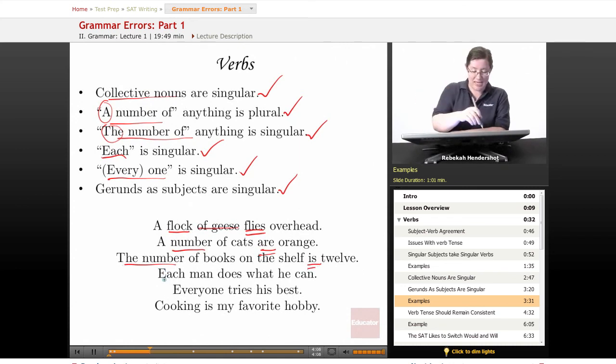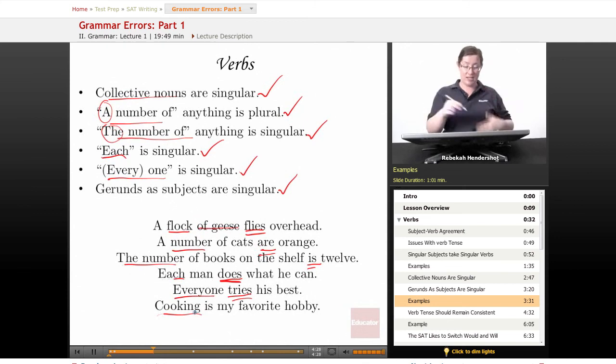Each man does what he can. Each, or even you could take out man and just say each does what he can, gets the singular verb does. Everyone tries his best. Everyone, again, is always singular, so everyone tries his best. And cooking, even though it's a verb, it's a gerund, so it's acting like a noun, and it's acting like a singular noun because it's describing the abstract concept, the activity of cooking. Cooking is singular, my favorite hobby.